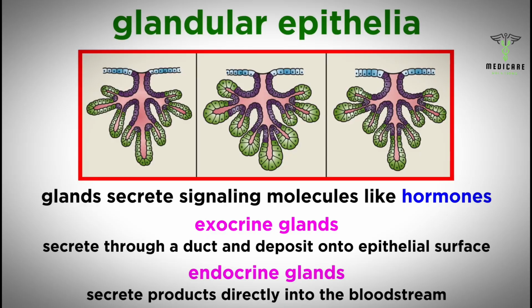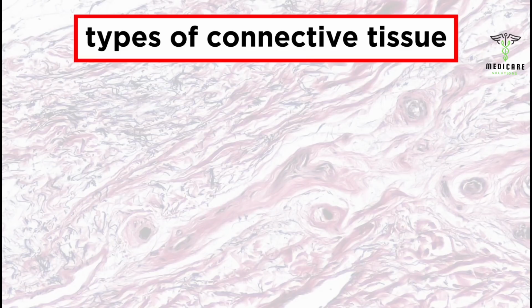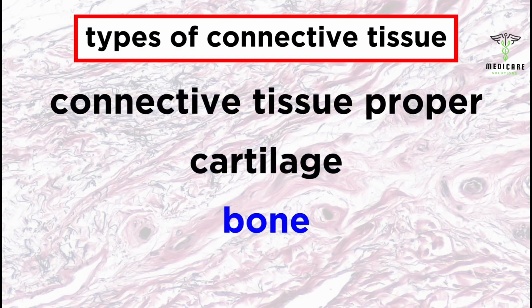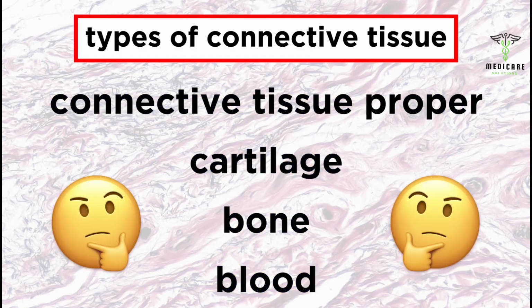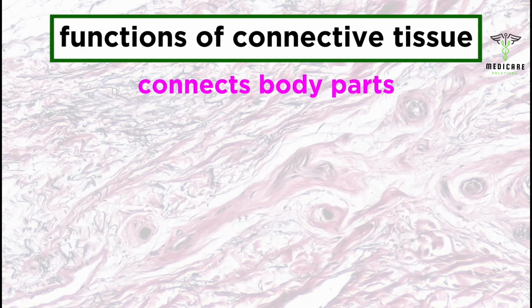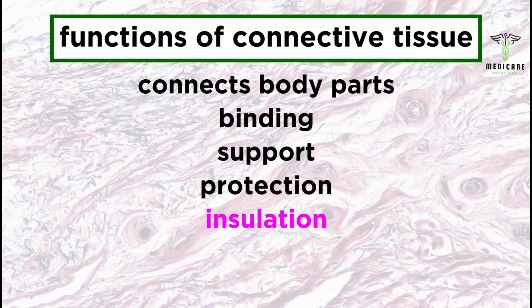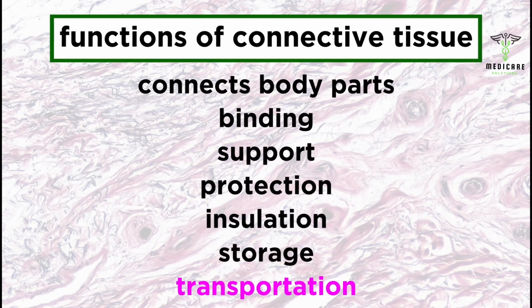they become relevant. The four main kinds of connective tissue are connective tissue proper, cartilage, bone, and blood. A few of these may not seem like they would have qualified as tissue, so we must be aware that connective tissue does much more than just connect the body parts. Its functions include binding, support, protection, insulation, storage, and transportation of substances throughout the body.